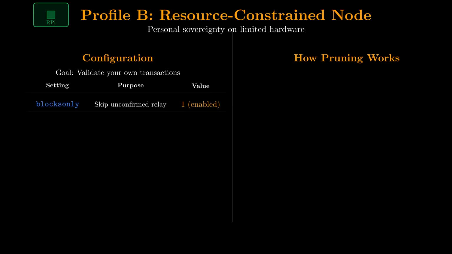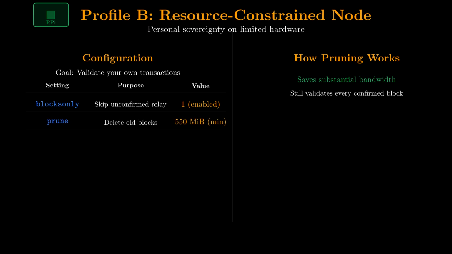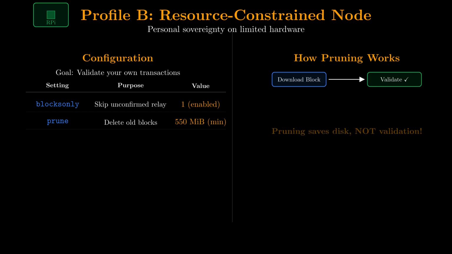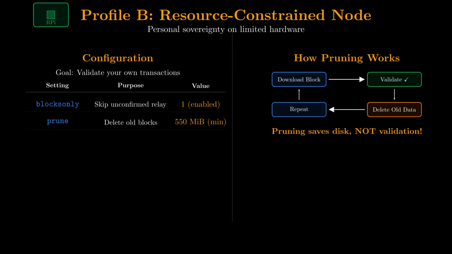Set blocksonly to 1. Your node stops relaying unconfirmed transactions to and from peers, saving substantial bandwidth. You still receive and validate every confirmed block. Set prune to 550, the minimum value. A critical point, pruning does not weaken validation. Your node still downloads and verifies every single block from Genesis. It deletes old block data after verification to reclaim disk space. Instead of 500 plus gigabytes, your disk footprint stays around 550 megabytes.